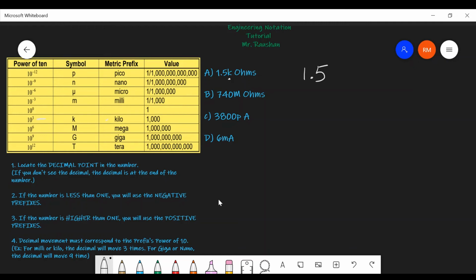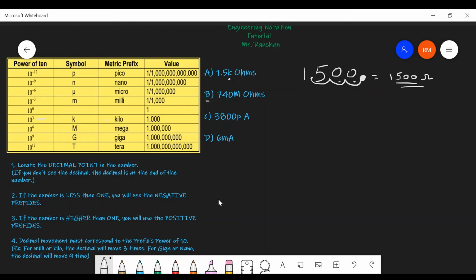Alright, let's do it. 1, 2, and 3. We'll place a decimal here. Now, you see there are 2 empty cups, right? There's an empty cup here, there's an empty cup here. So what do we do? We fill it up with a 0. Boom, put that with a 0. So what's my answer? My answer is 1500 ohms. Alright, that's my answer. 1500 ohms.